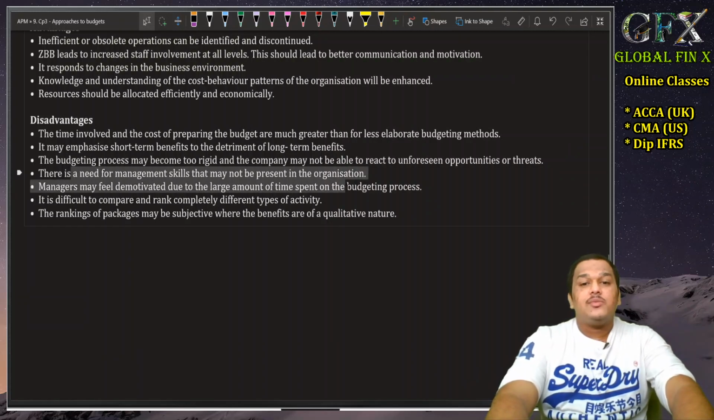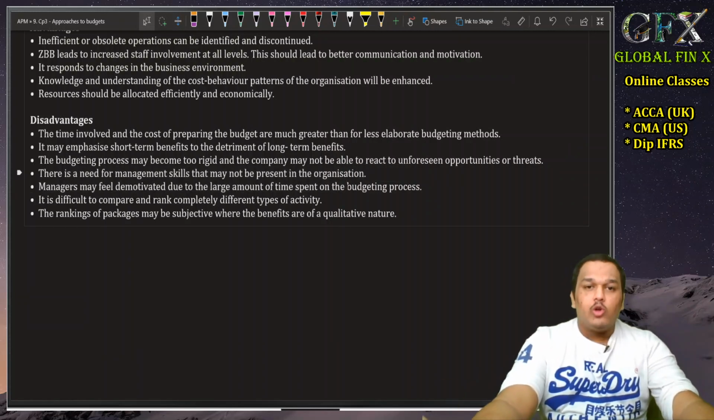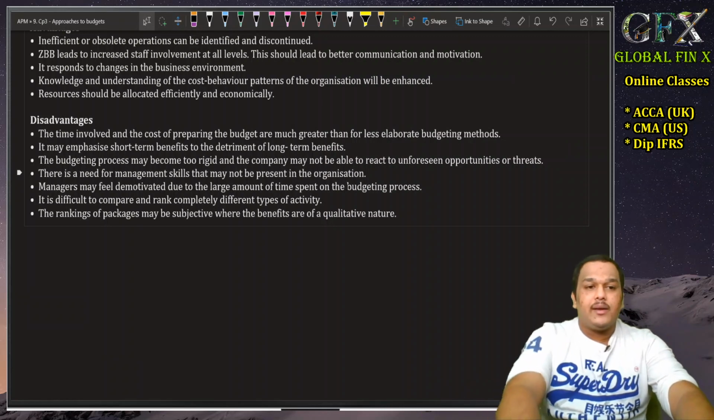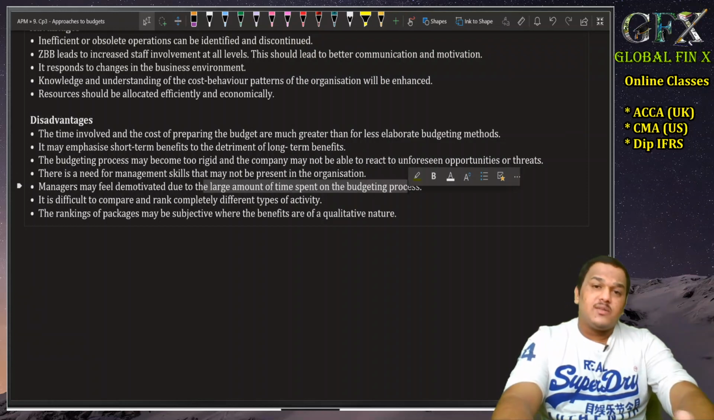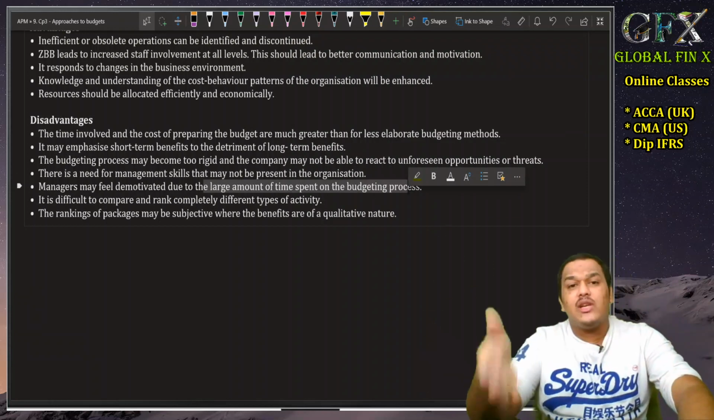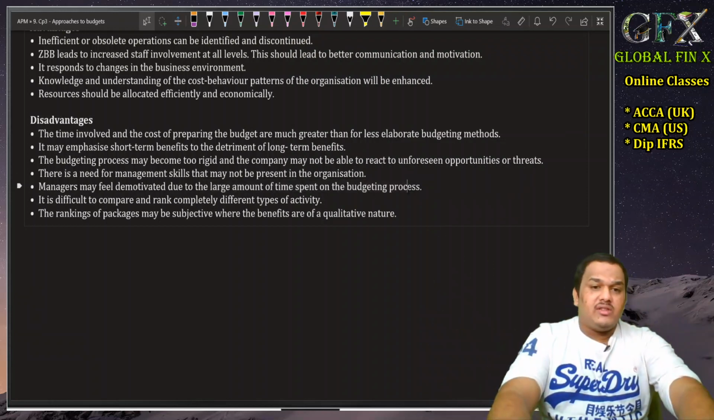There is a need for management skills. Management should know how to prepare the budget, how to start from zero every time. Managers may feel demotivated because of the large amount of time that is spent on the budgeting process rather than on actually implementing those budgets and identifying the variances.